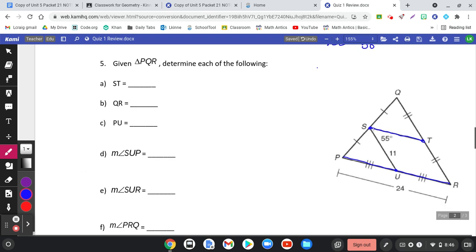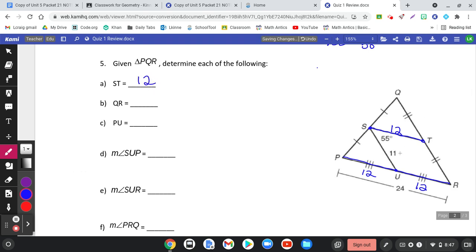Now remember, with a mid-segment, each mid-segment is parallel to one of the other sides, and is half of it. So if we look, this side over here, PR is 24, so that means this is 12 and this is 12. And that means this is 12 as well, because if you look, you're dealing with a parallelogram. Okay? All right, so ST is 12.